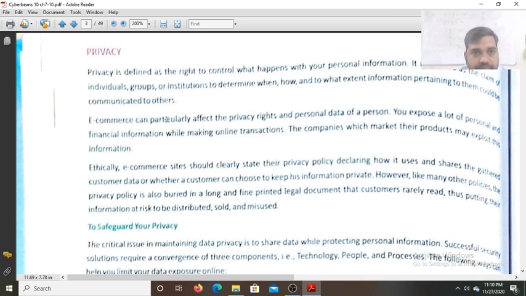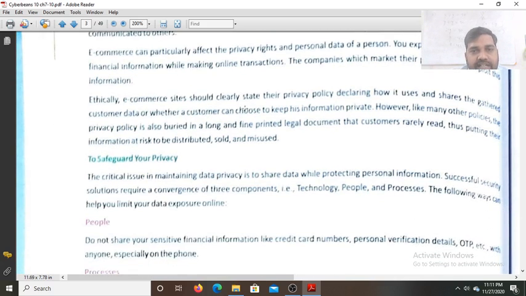Now e-commerce can particularly affect privacy rights. Electronic commerce affects the privacy rights and the personal data of a person. You expose a lot of personal and financial information while making an online transaction. Suppose this information is saved by the website company, and the companies which market their products may exploit this information. That's why you are getting the advertisements, because your information is saved and sold to others also, and the same organization the next time gives you messages about new products.